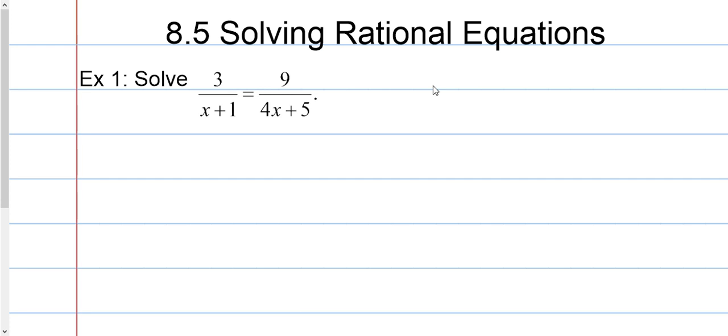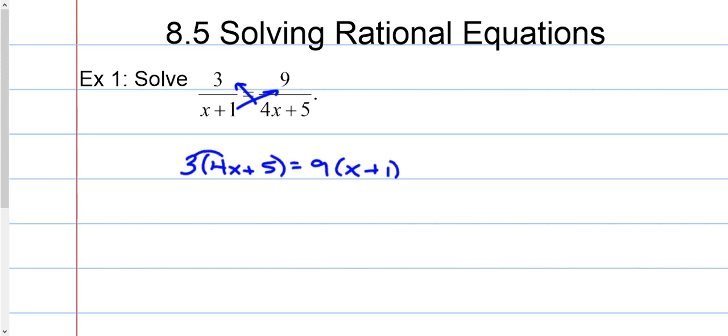Solving rational equations. Example 1. 3 divided by x plus 1 equals 9 divided by 4x plus 5. To solve this, the easiest way is going to just be to cross multiply, like we were solving proportions. So now we will have 3 times 4x plus 5 equals 9 times x plus 1.